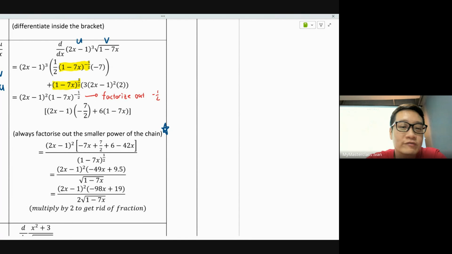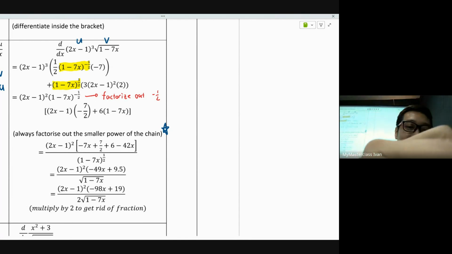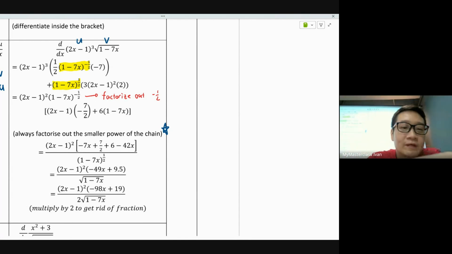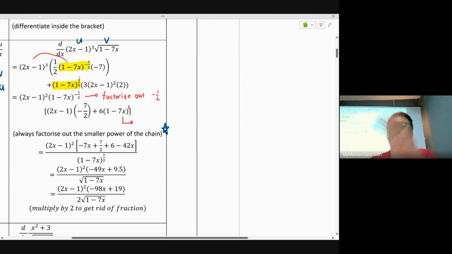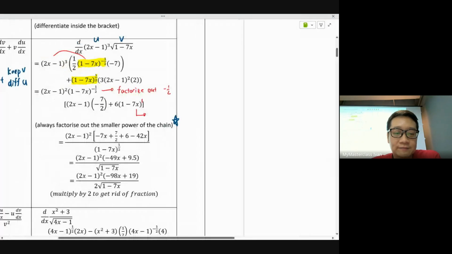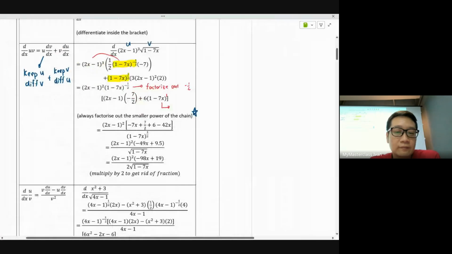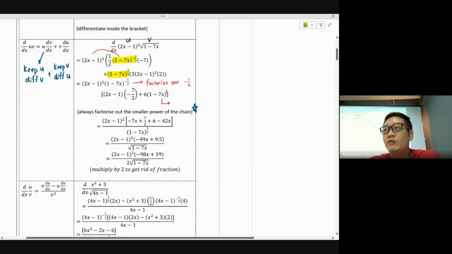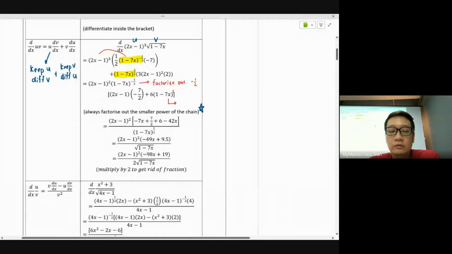When you factorize out power negative half, the first guy, the power negative half, is out already. The second guy, the power half, will always be left with power 1 inside. Okay, so don't forget.